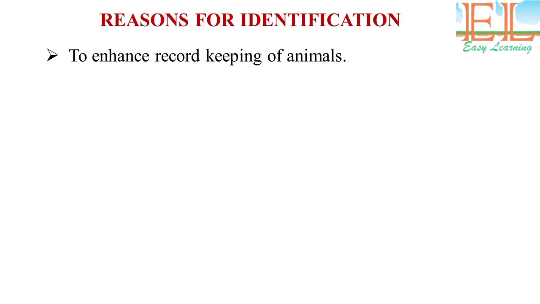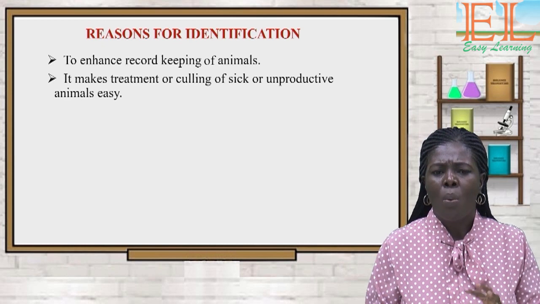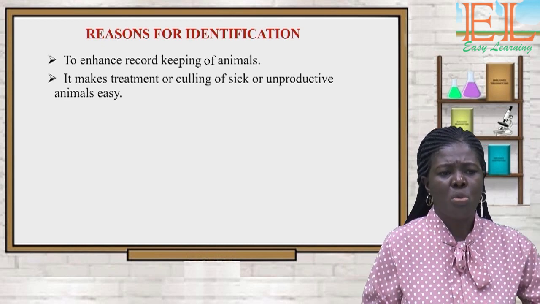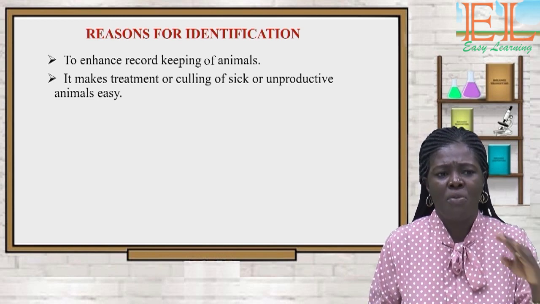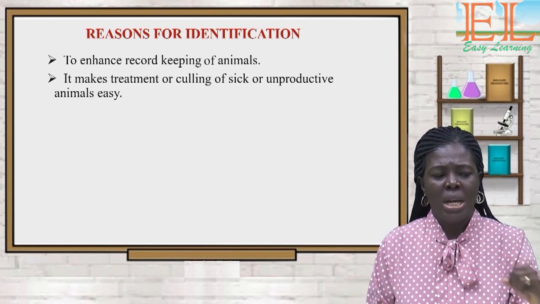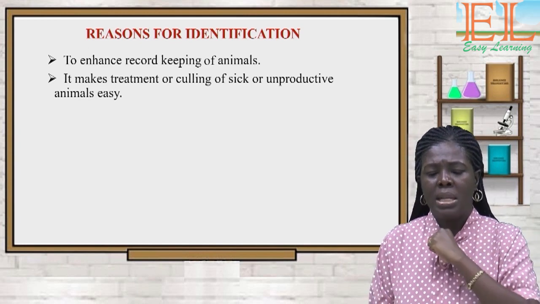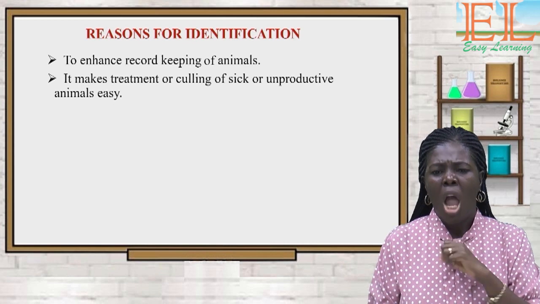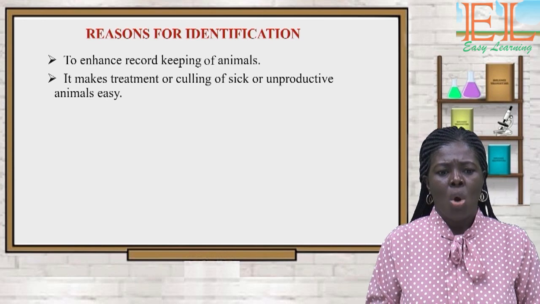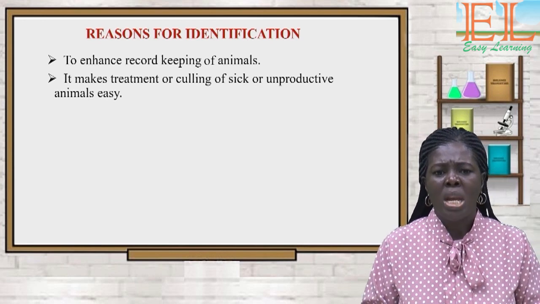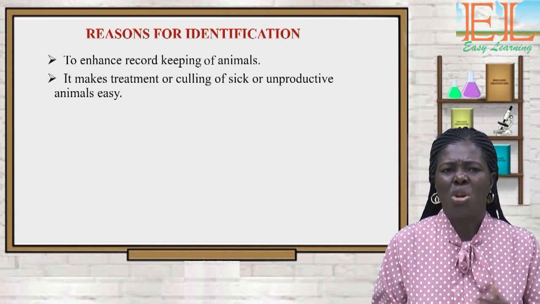Also, it makes treatment or killing of sick or unproductive animals easy. When the animal is sick, you should be able to remove it away from the rest. So when you have the markings, you know that, say, A or M and D is not well. You take that sick animal from the pen. And also, when the animal is not productive, we have some that will not allow for crossing. When they give birth, they will sleep on their young ones and the rest. Those animals are not productive.